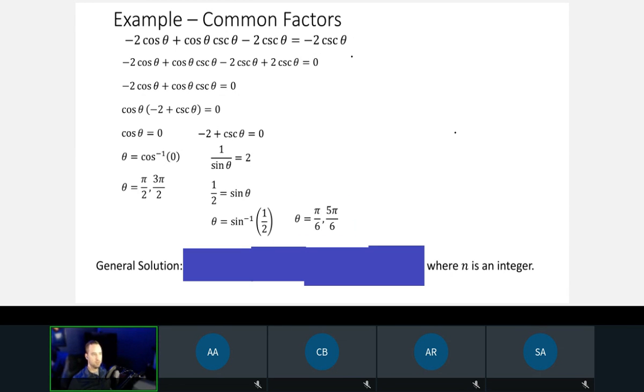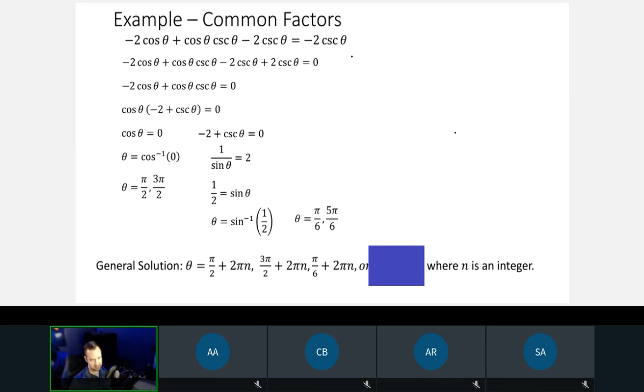Yeah. So all we got to do now is write them all in general form. You're going to have pi over 2 plus 2 pi n, 3 pi over 2 plus 2 pi n, pi over 6 plus 2 pi n, and 5 pi over 6 plus 2 pi n. That's the general solution. That covers all the coterminal angles that would make this true. That's it.